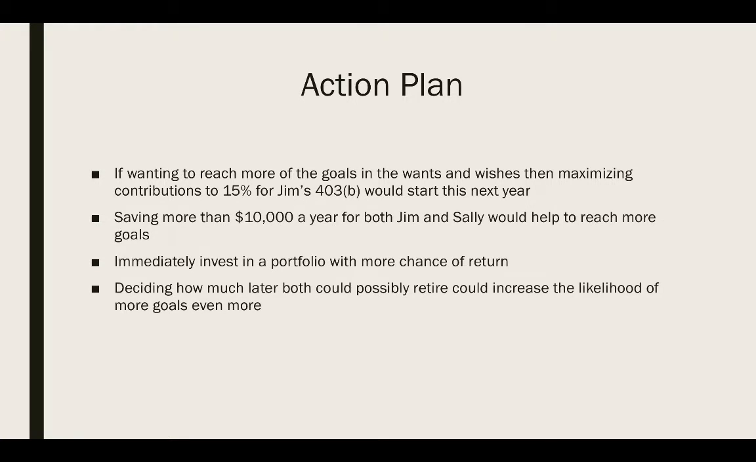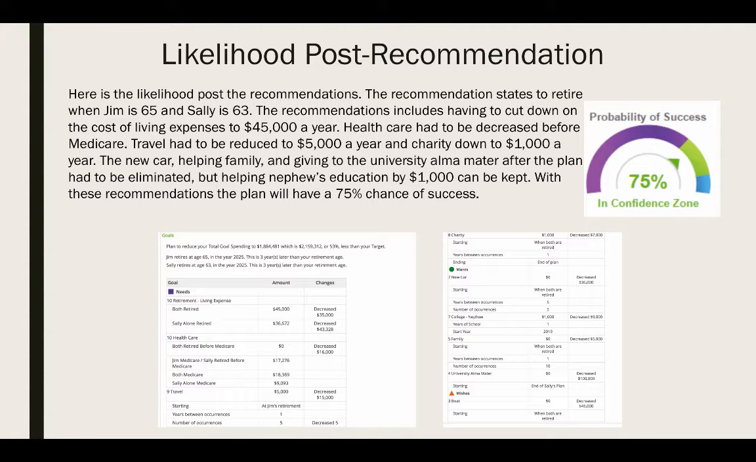So this is Jim and Sally's retirement plan, and they are at a 75% confidence level now with my recommendations.